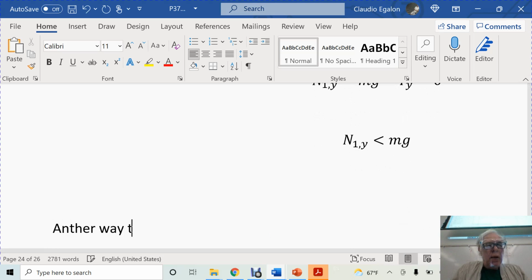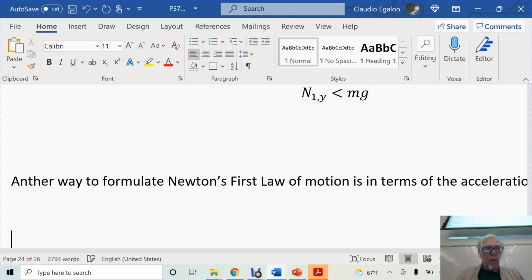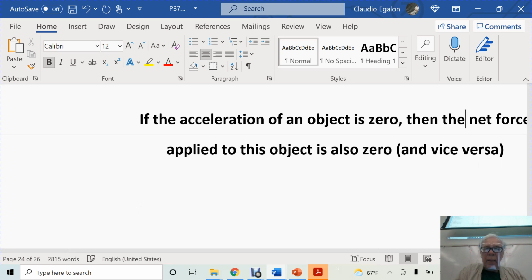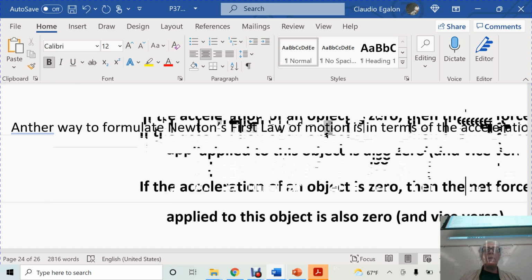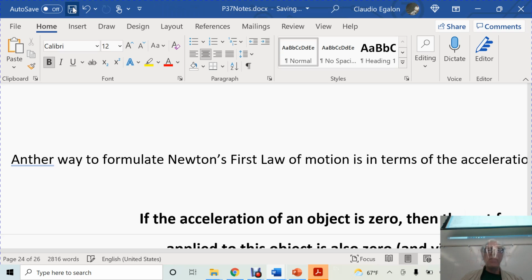Another way to formulate Newton's first law of motion is in terms of the acceleration. If the acceleration of an object is zero, then the net force applied to this object is also zero, and vice versa. And acceleration zero can be either an object at rest or moving with constant velocity. Save it.